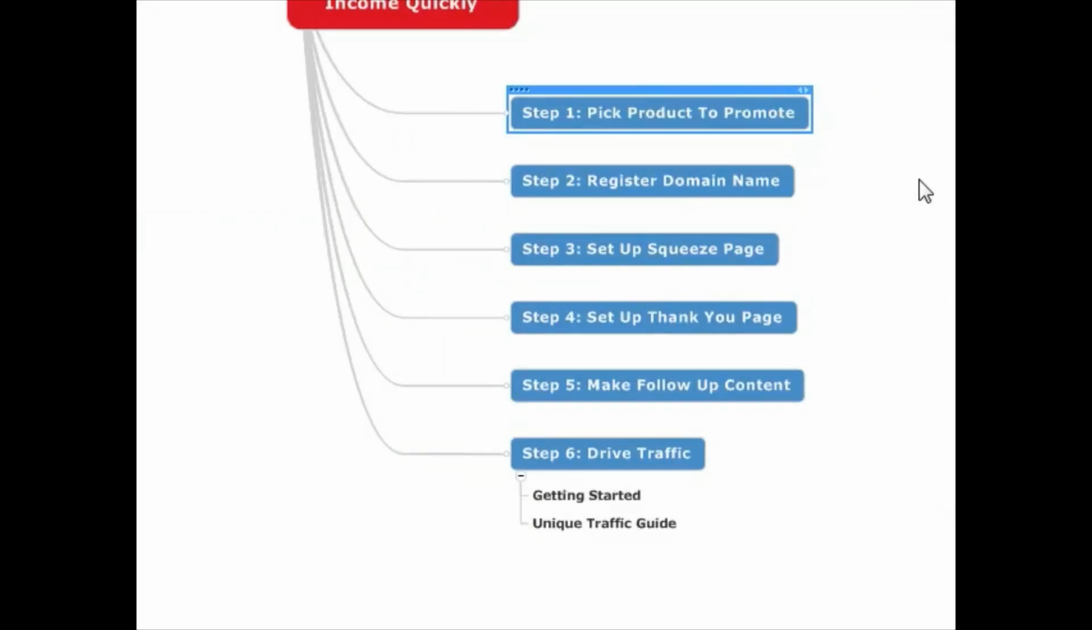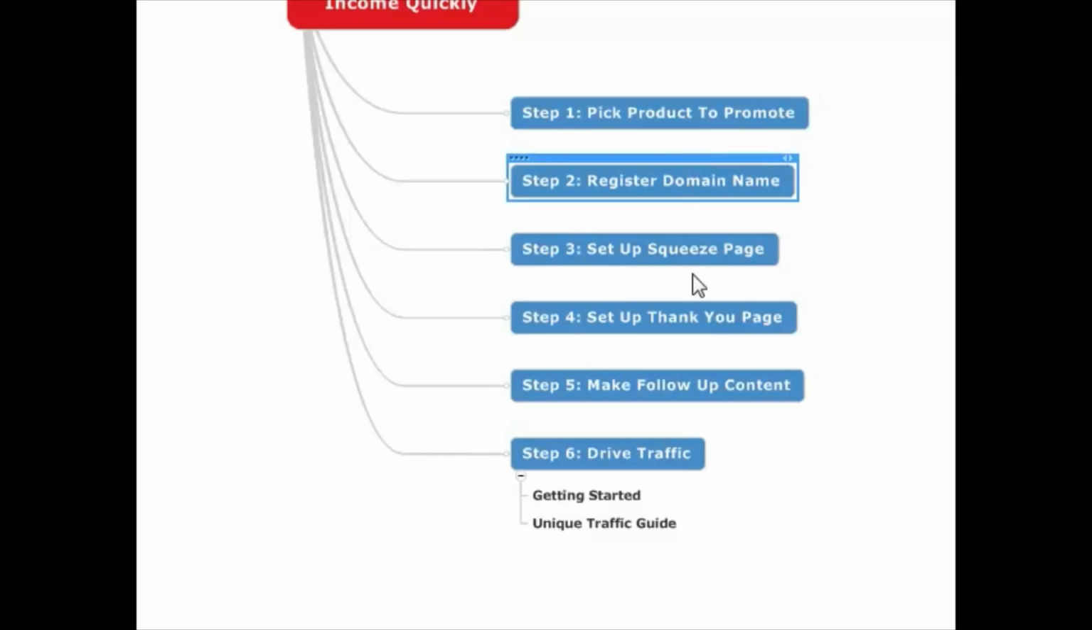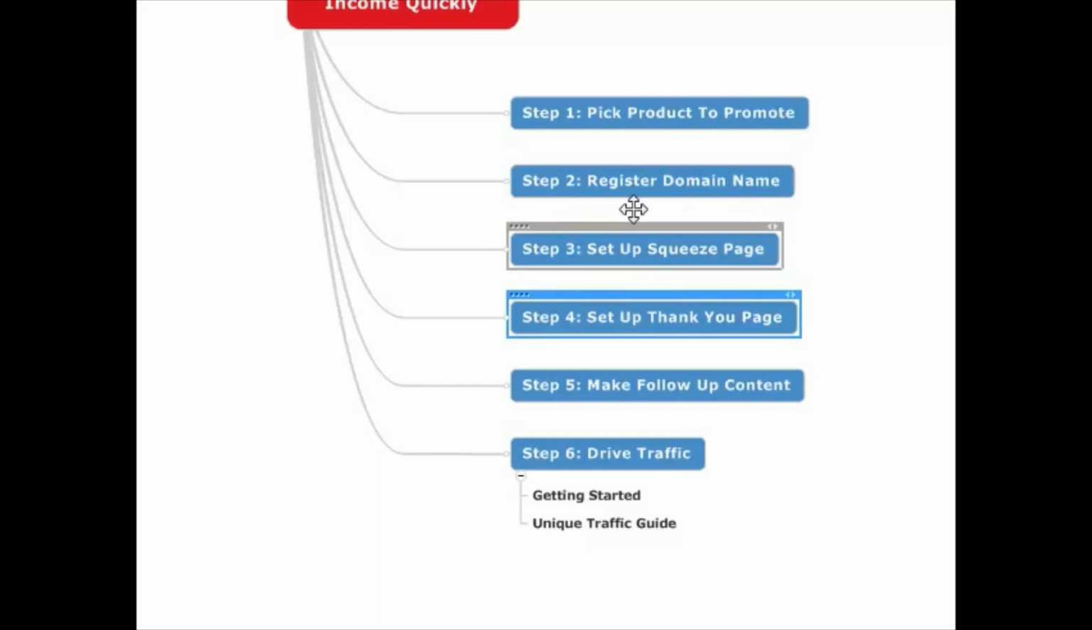All right. And so the next thing I need to do is register a domain and set up a squeeze page and a thank you page and make my review. So in the next video, we're going to talk about these three steps: registering the domain, setting up a squeeze page, setting up the thank you page, and making the review of the product. And I'll show you exactly what to do, as well as provide you with a template that you can use that follows the same story plot.